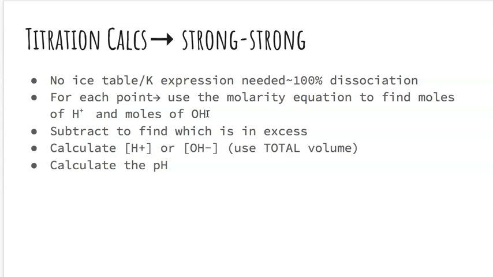We'll say, okay, if I have 2 moles of H+ and 1 mole of OH-, then I'll have 1 mole of H+ left over because 2 minus 1 is 1. And then using that H+, we can find its concentration and use that to find the pH. Or if I have extra OH-, I can use that to find its concentration, find the pOH, and then find the pH. But make sure when you do that, you're using the total volume. If I mix 2 liquids together, the overall volume is going to increase.